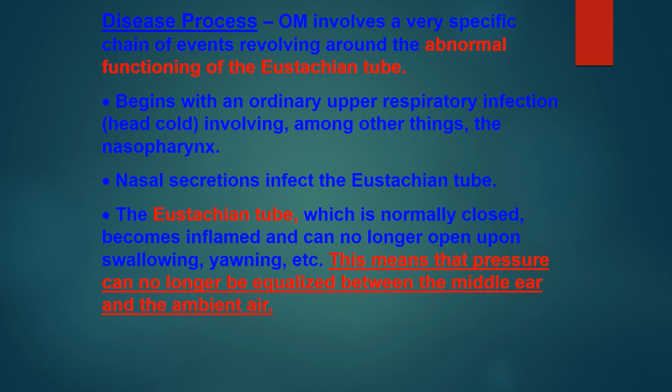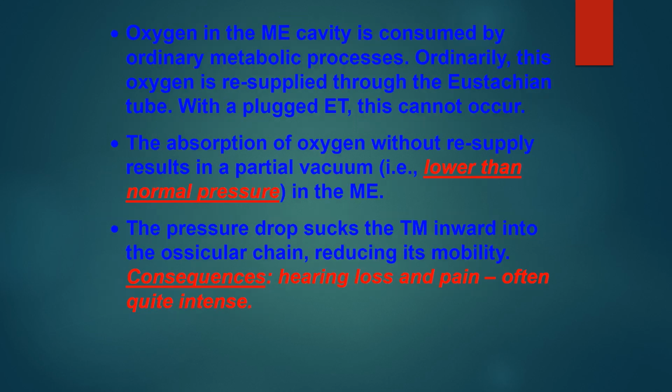The eustachian tube, which is normally closed, becomes inflamed and can no longer open upon swallowing or yawning. This means that the pressure can no longer be equalized between the middle ear and the ambient air. Oxygen in the middle ear cavity is consumed by the ordinary metabolic processes. Ordinarily, this oxygen is resupplied through the eustachian tube. With the plugged ET, it cannot occur.